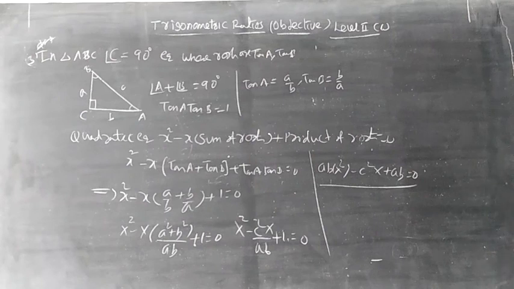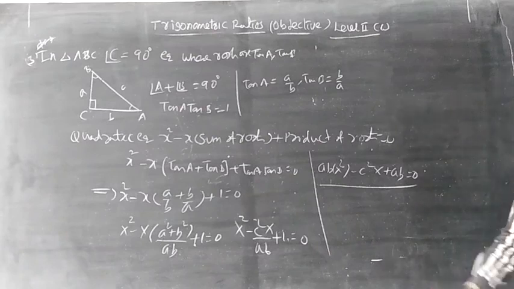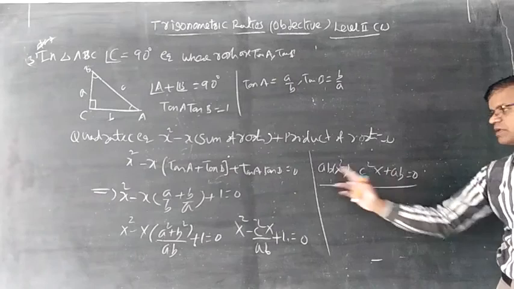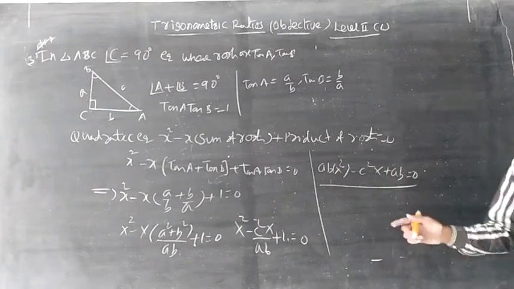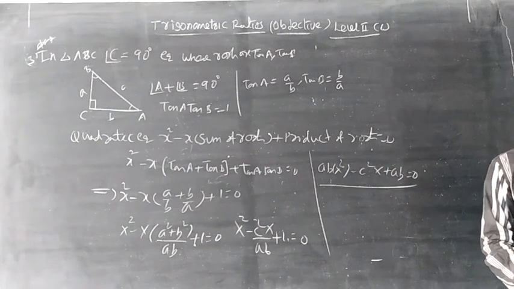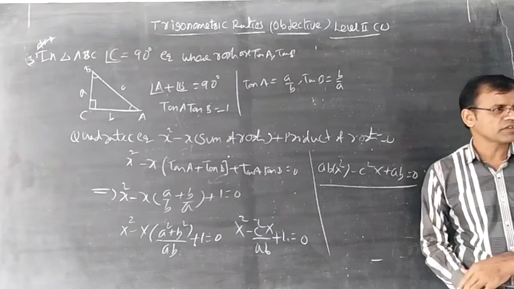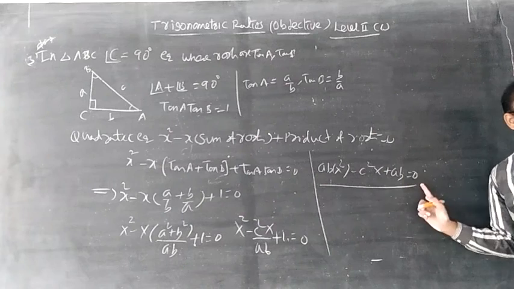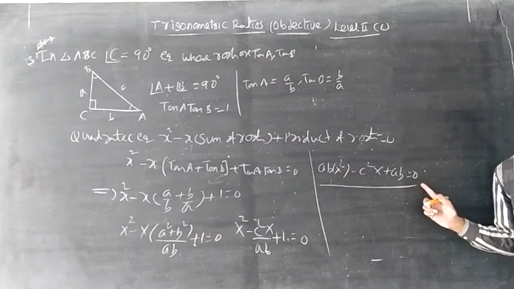A shortcut is also there for this. Do you know the product of roots formula? C by A, so ab by ab becomes 1. Whenever the product becomes 1, A plus B is equal to 90. See how many options are there: the constant term and the leading coefficient are both ab. Two options are there.